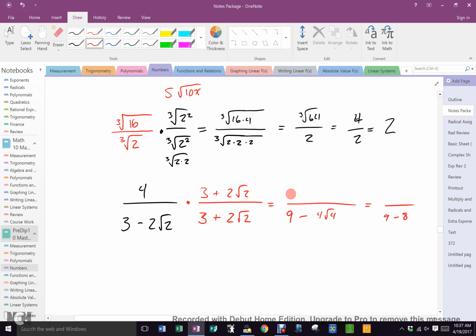Okay, and what's up top? What's 4 times 3? 12 plus 4 times 2 root 2? 8 root 2. So 12 plus 8 root 2. What's 9 minus 8? 1. So it's 12 plus 8 root 2 over 1. Would we ever write over 1? Nope. So we're done. Is everybody cool?